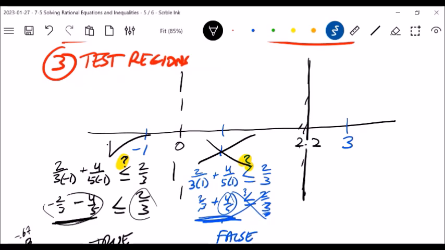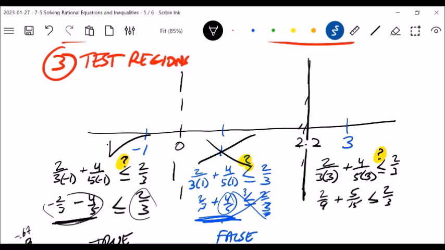And on the other side now, over here, let's do it with a 3. So it's 2 over 3 times 3 plus 4 over 5 times 3. And is that less than or equal to 2/3? So we don't know. I have the question mark again. Well, let's calculate it. That's 2 over 9 plus 4 over 15 less than or equal to 2/3.